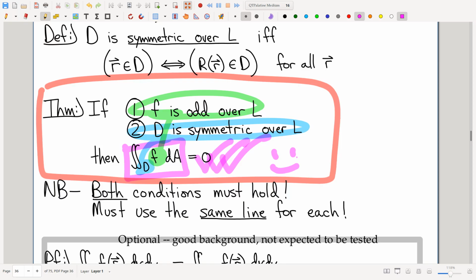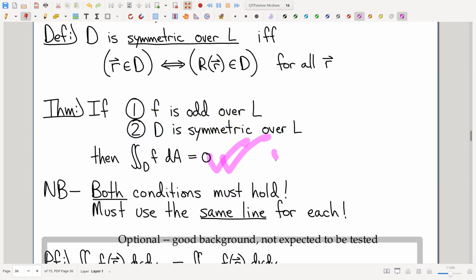This is a bonkers powerful theorem. Oh my God, I think it's one of the most underappreciated computational tools. I think this is massively powerful. It comes up all the time, on a regular basis.